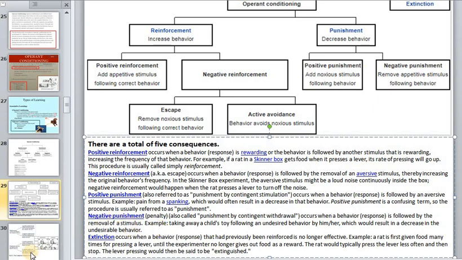And here we see negative punishment, like a penalty, also called punishment by contingent withdrawal. It occurs when a behavioral response is followed by the removal of a stimulus, such as taking away a child's toy following an undesirable behavior by him or her, which would result in a decrease in the undesirable behavior.